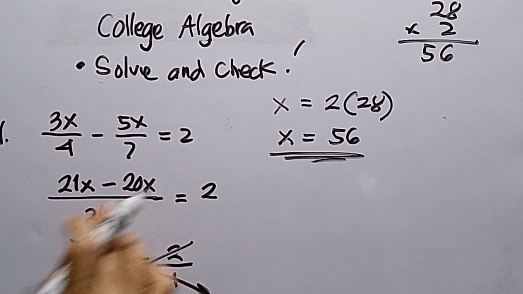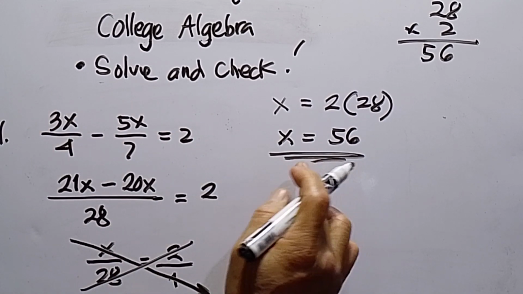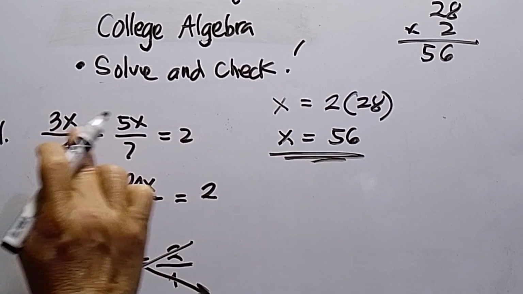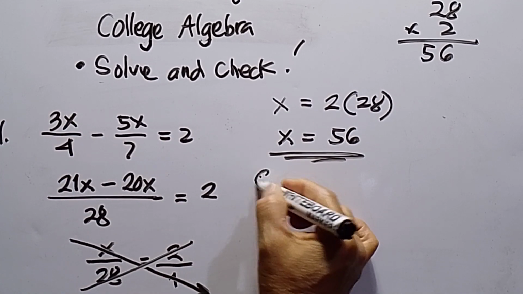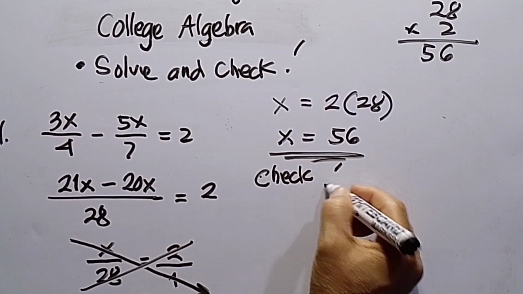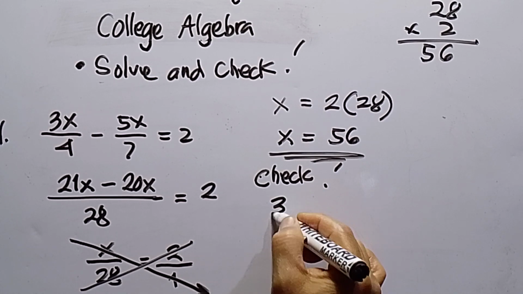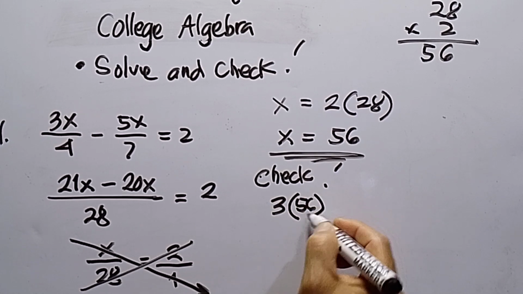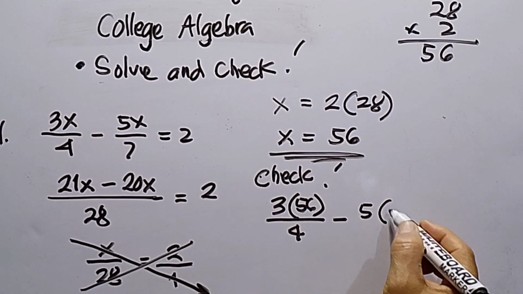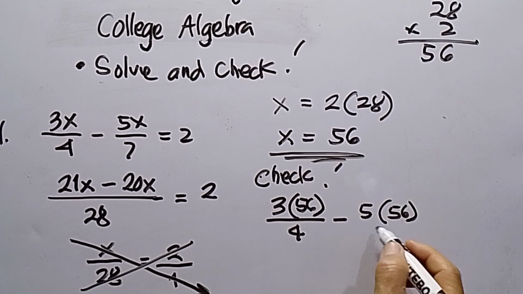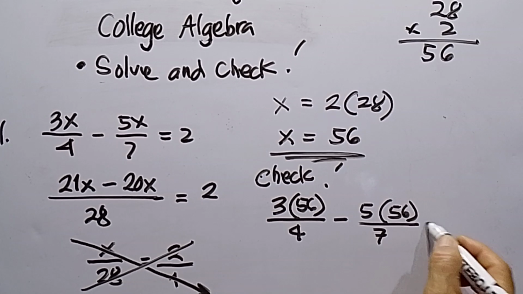Now let us check from the given equation. So replace x, which is 56, in the given equation. So this will be, check. So 3 times 56 over 4 minus 5 times 56 over 7 is equal to 2.